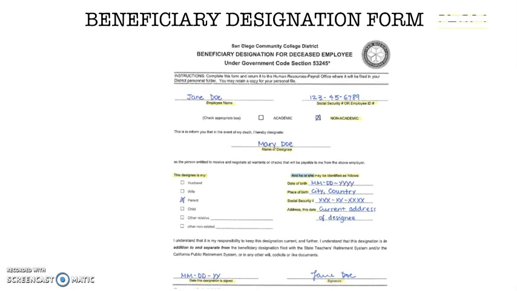The next form that you will be asked to fill out is the Beneficiary Designation for Deceased Employee, which is composed of 2 pages. On the first page of this form, you will indicate a person who will be contacted and will receive your paycheck in case something happens to you. You will write your full name and Social Security number. Please check the non-academic box.